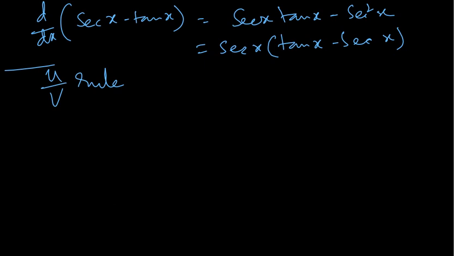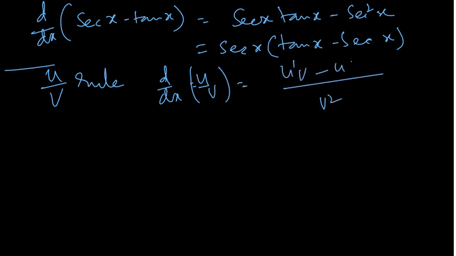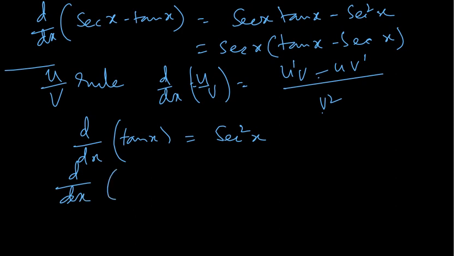So the answer is d by dx of U by V equals to V squared into U dash V minus UV dash. So this minus is one important thing, V square is important thing. Let's suppose now we want to do d by dx of tan x. We know the answer is secant squared x, and we would like to prove that using this U by V rule. D by dx, how do we write tan x? Sin x by cos x.